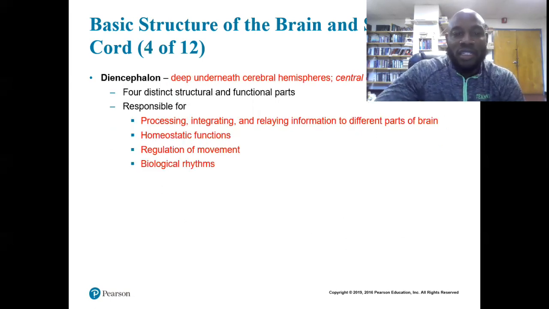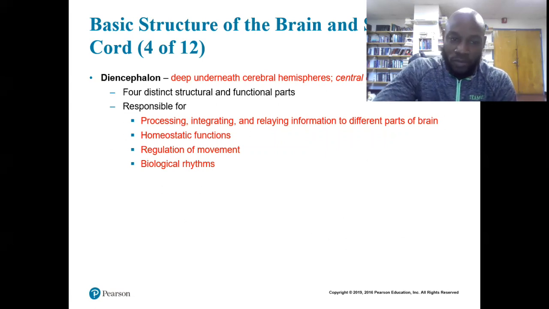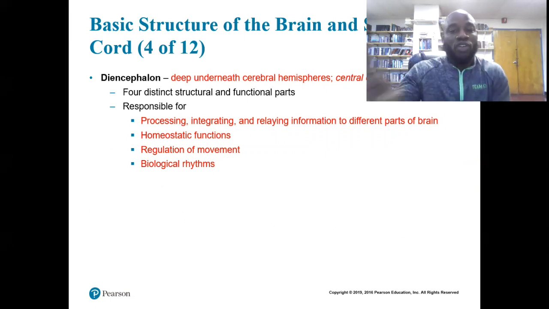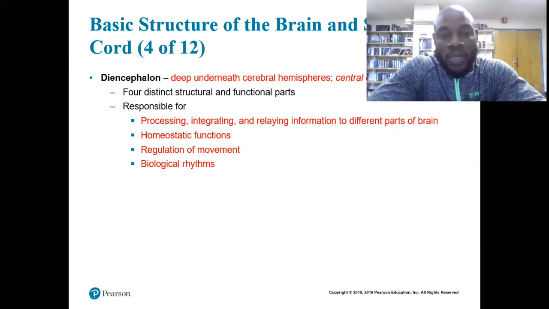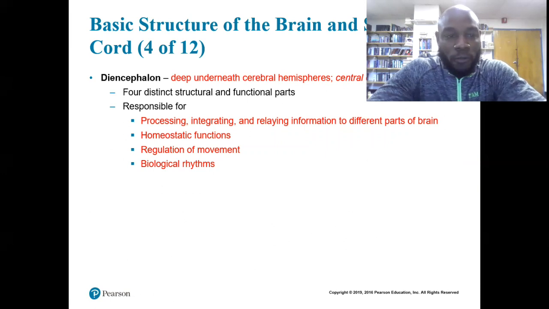The diencephalon, underneath the cerebral hemispheres, is like the core of your brain. It's 4 distinct structural and functional parts. So we'll divide that up as well. This is for processing, integrating, and relaying information to different parts of the brain. The brain is very connected. Different parts of the brain work together constantly. Homeostatic functions, regulation of movement, biological rhythms.